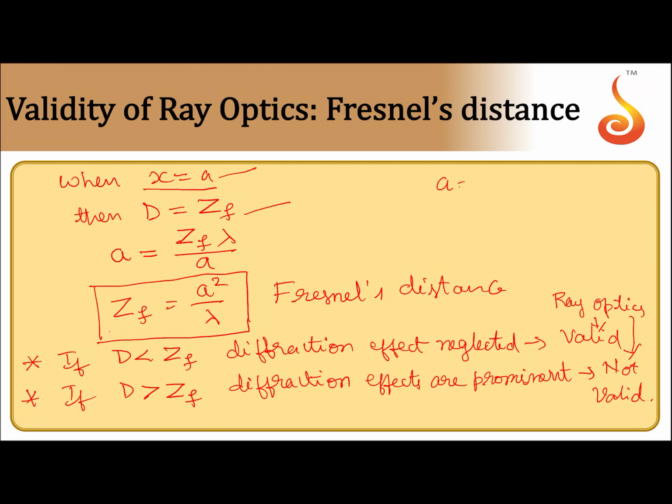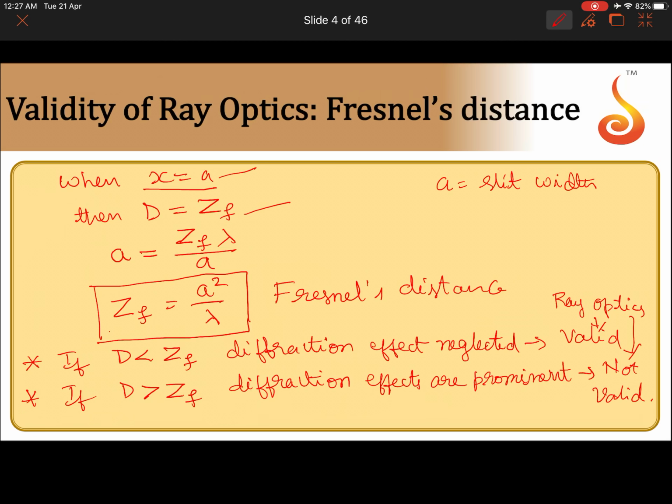So here a is the slit width, lambda is the wavelength of light used, and d is the separation between the slit and the screen. It is the concept of Fresnel's distance that helps us know under what conditions diffraction effects are to be considered, and under what conditions they need not be considered.